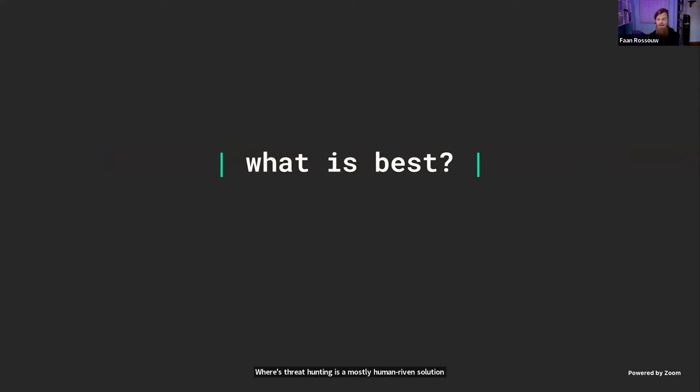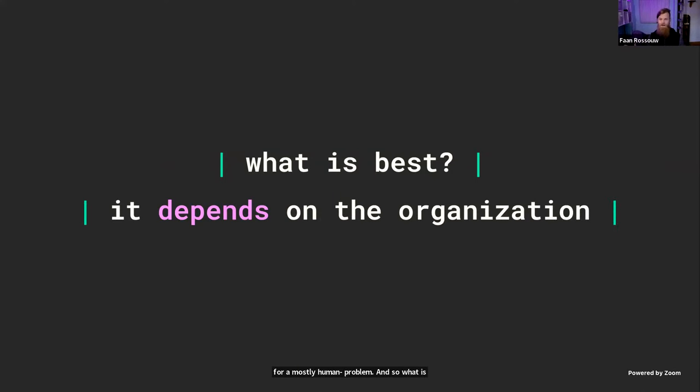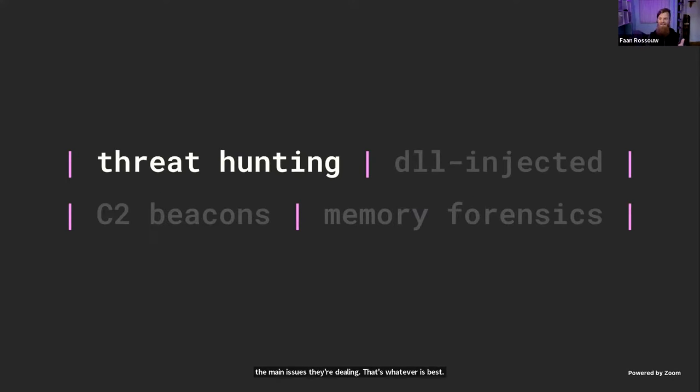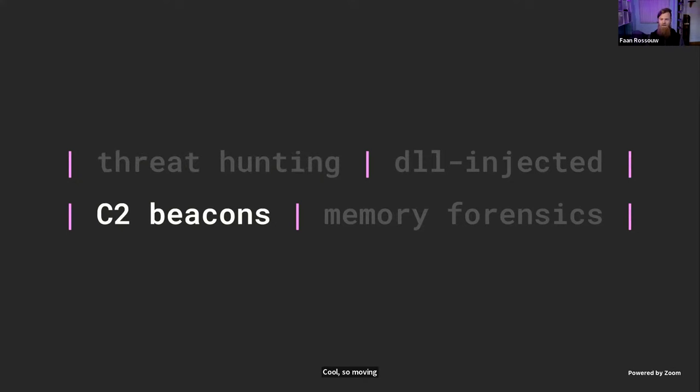And so what is best? It depends. It depends on the organization and what are the main issues they're dealing with. That's whatever is best. Cool. So moving ahead, let's get to our next term, C2 beacons.